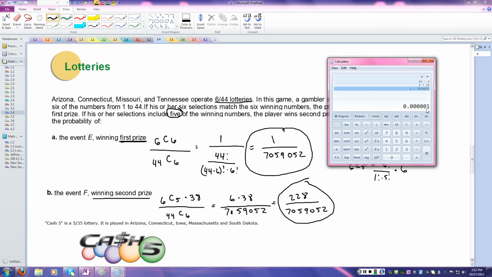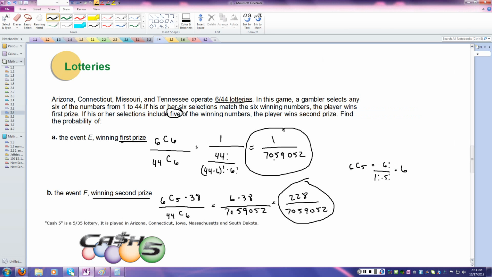That's the probability that you win the lottery if it's 6/44, where you have to pick 6 of the winning numbers to win first place. So that's not even a hundredth or millionth of a percent, right?